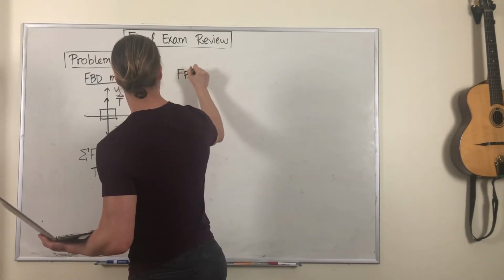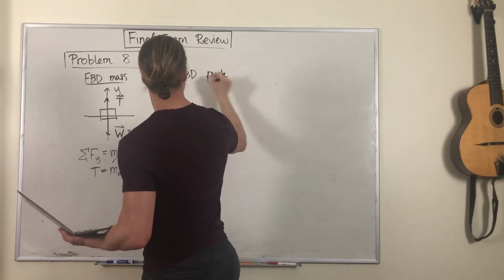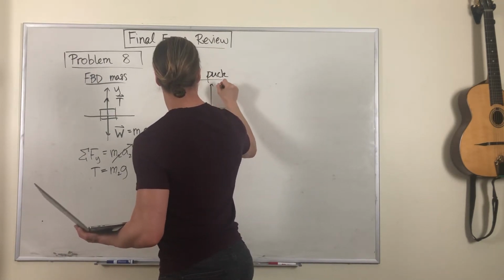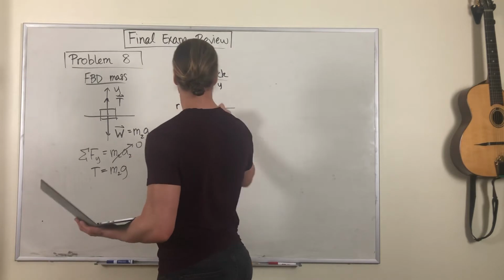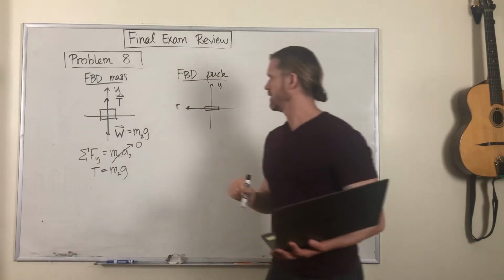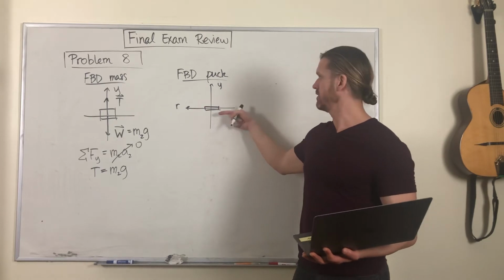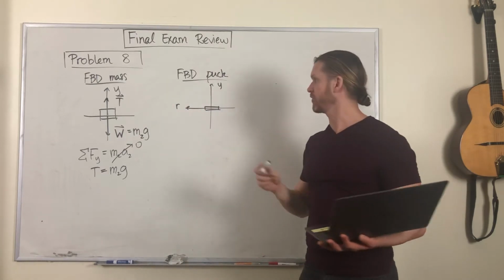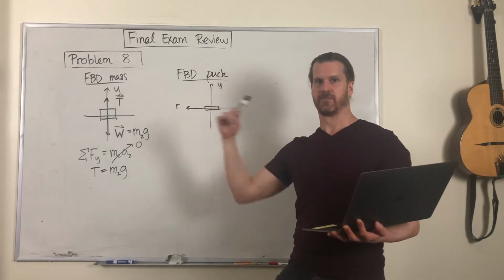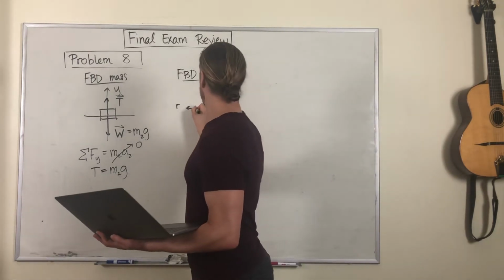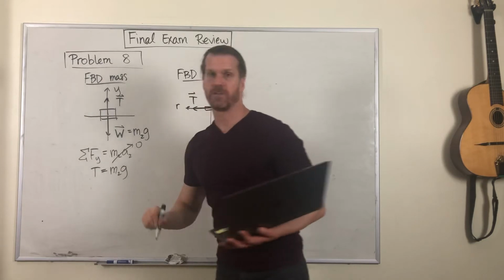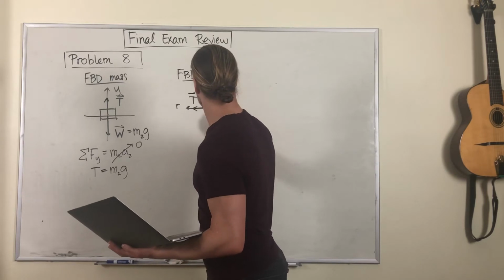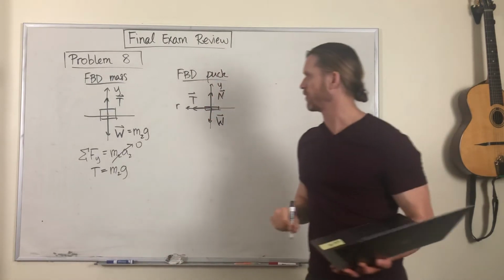And here's a free body diagram for the puck on the table. This is kind of a side view. There's the vertical direction. That's pointing toward the center of the circle. The puck is going around like this. So there's the tension force pointing toward the center. There's the normal force. There's the weight, the gravity force on the puck.